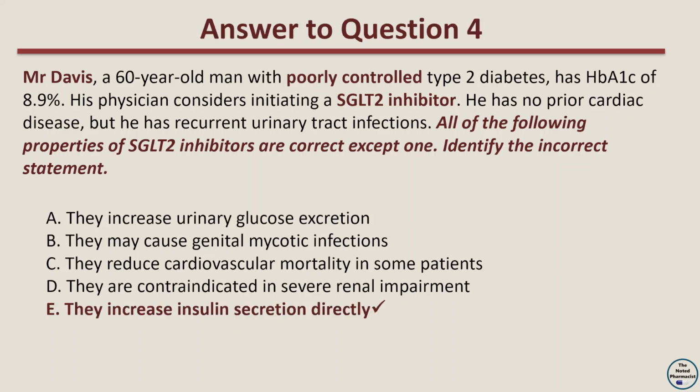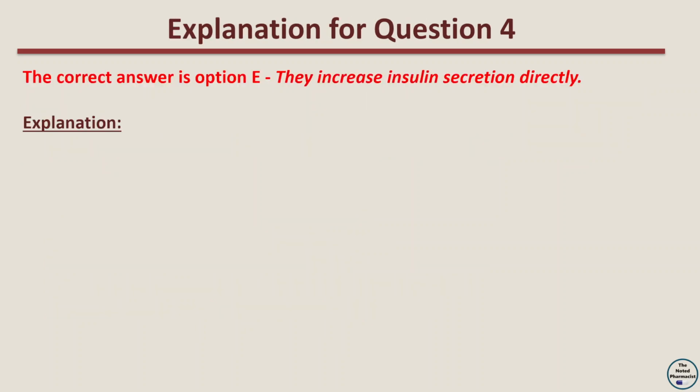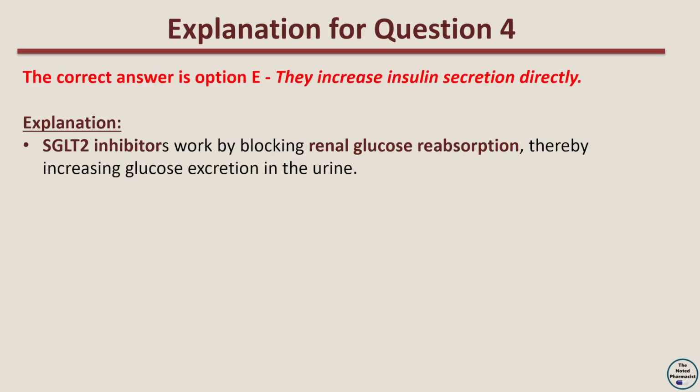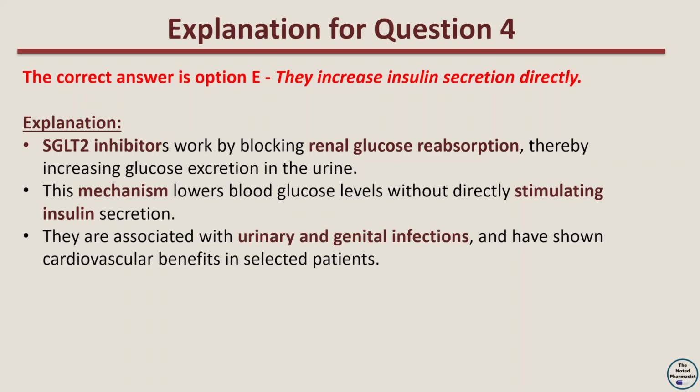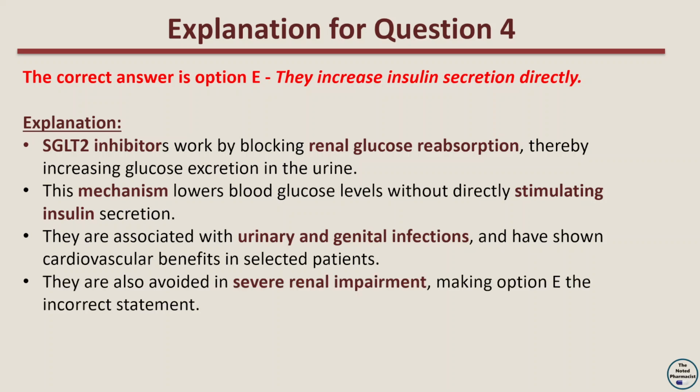The correct answer is option E, they increase insulin secretion directly. The explanation is that SGLT2 inhibitors work by blocking renal glucose reabsorption, thereby increasing glucose excretion in the urine. This mechanism lowers blood glucose levels without directly stimulating insulin secretion. They are associated with urinary and genital infections, and have shown cardiovascular benefits in selected patients. They are also avoided in severe renal impairment, making option E the incorrect statement.